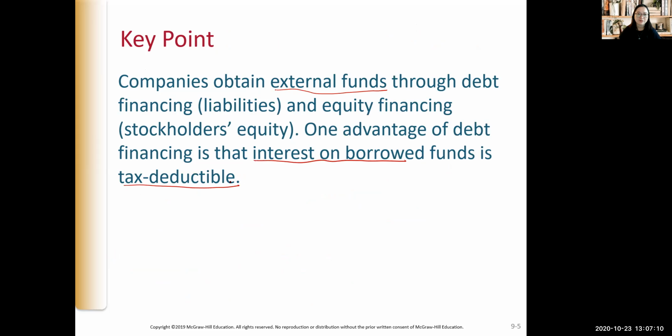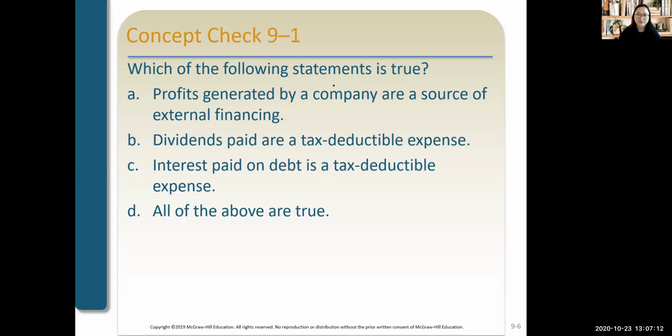Okay, so let's see, which of the following statements is true? Profit generated by a company is a source of external financing. Not really. This we call internal, right? If you are generating money by yourself, that's called internal financing. We talked about it in chapter 1. Dividends paid are tax deductible expenses. No. And interest paid on the debt is a tax deductible expense. Yes.